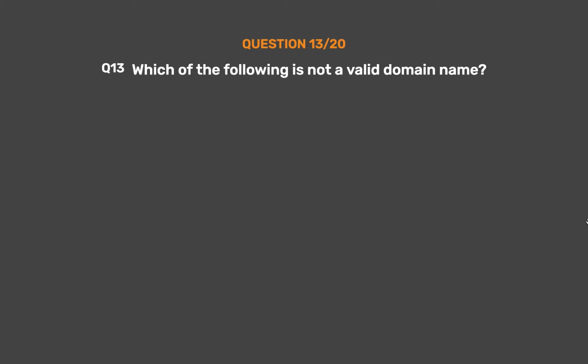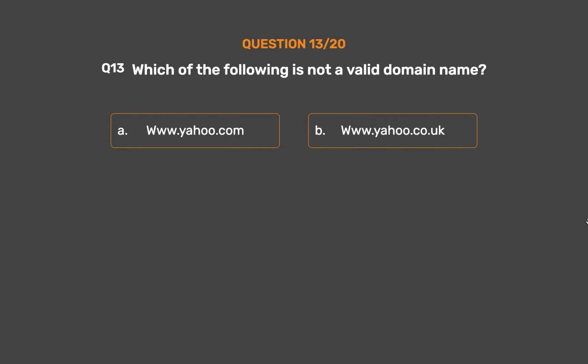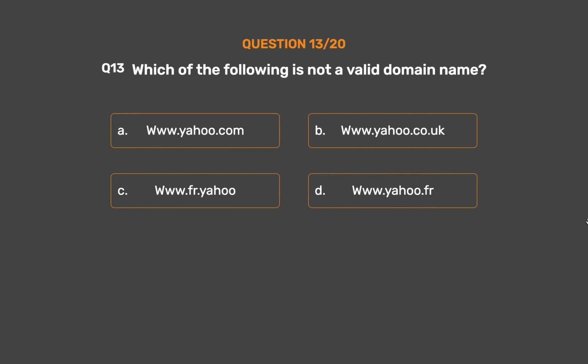Which of the following is not a valid domain name? Option A. www.yahoo.com. Option B. www.yahoo.co.uk. Option C. www.fr.yahoo. Option D. www.yahoo.fr.